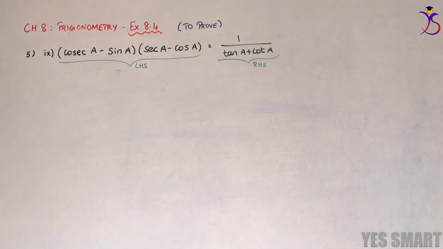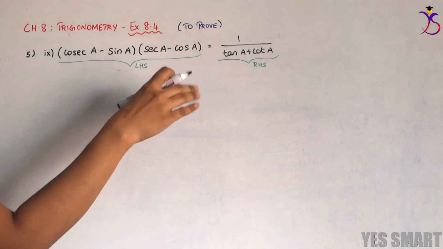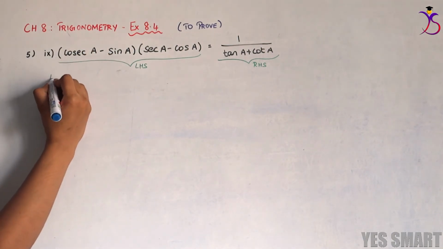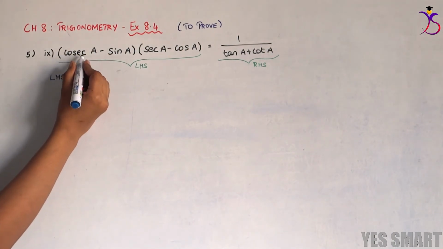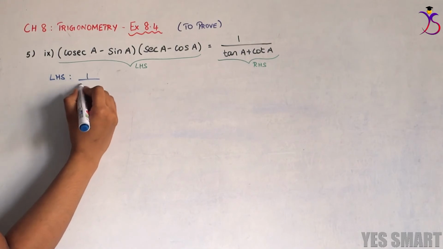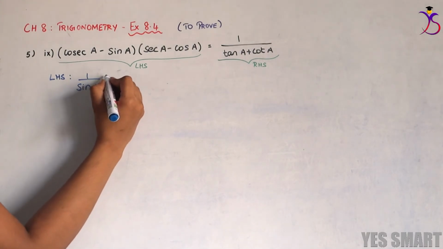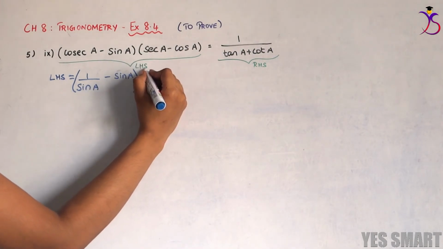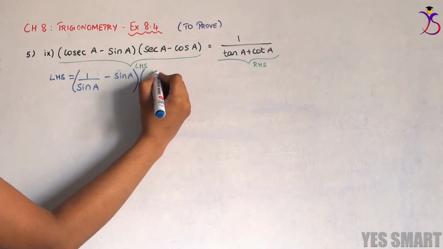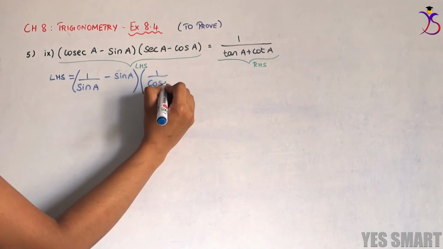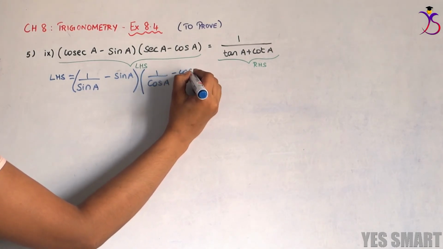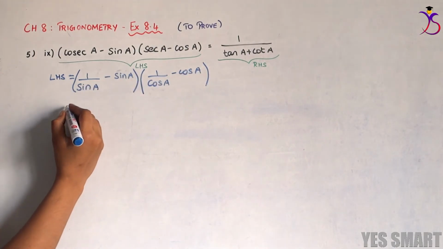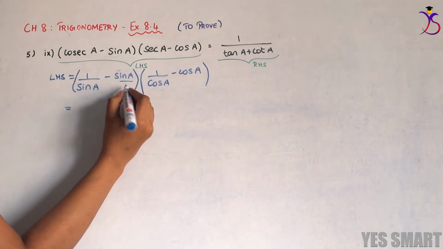Now, fifth sum, 9 subdivision, they have given LHS and RHS. We have to take the LHS and prove whether it is equal to the RHS. So, I am just taking the LHS. LHS equal to cosec A can be written as 1 by sin A minus this sin A, I am just keeping it as it is. Secant A can be written as 1 by cos A minus this cos A, I am just keeping it as it is. Now, here we have the denominator 1, here also 1.